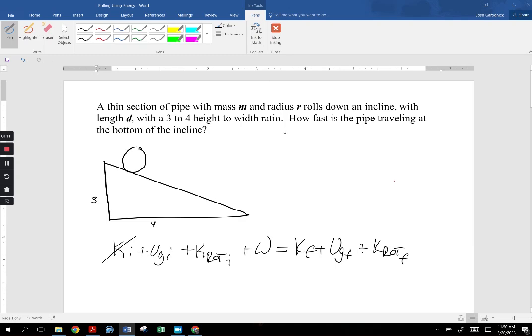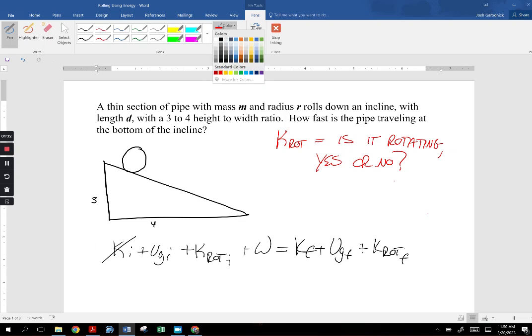So the question that we're going to ask ourselves here, K rotational, is: is it rotating, yes or no? That's it. That's where you get the rotational energy. Is it rotating, yes or no? Simple question. In the beginning, it is not rotating, so we're going to cross it out.